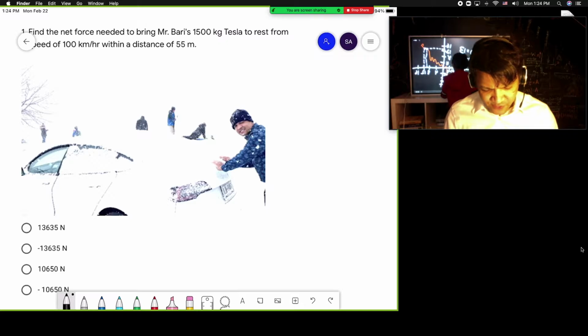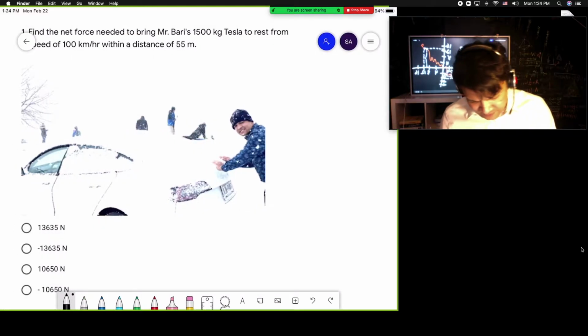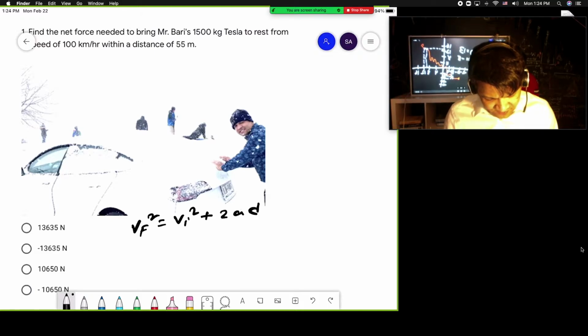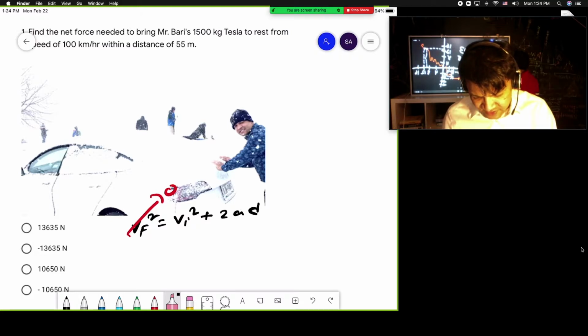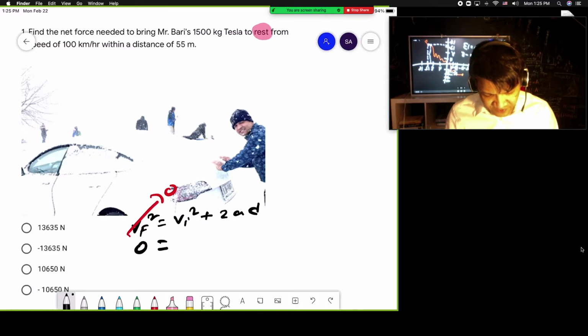So let's see how we can do that. We can definitely use vf square is equal to vi square plus 2ad. Alright, vf square is 0 because Mr. Barry is trying to stop the car. So vf square is 0. So 0 is equal to vi.